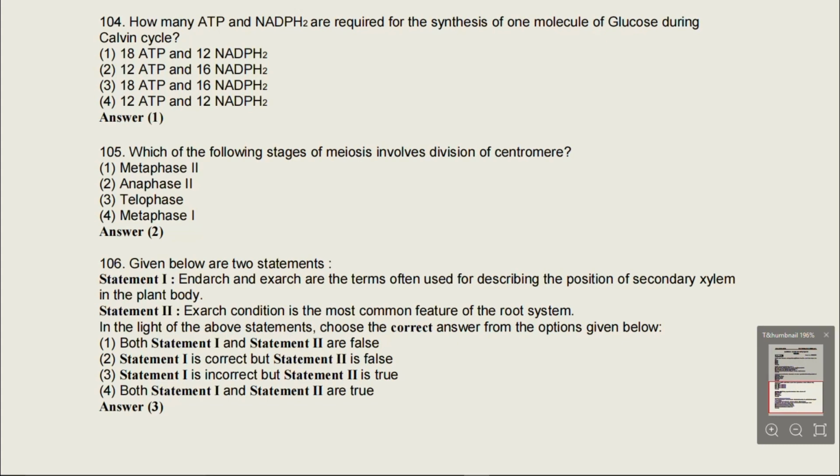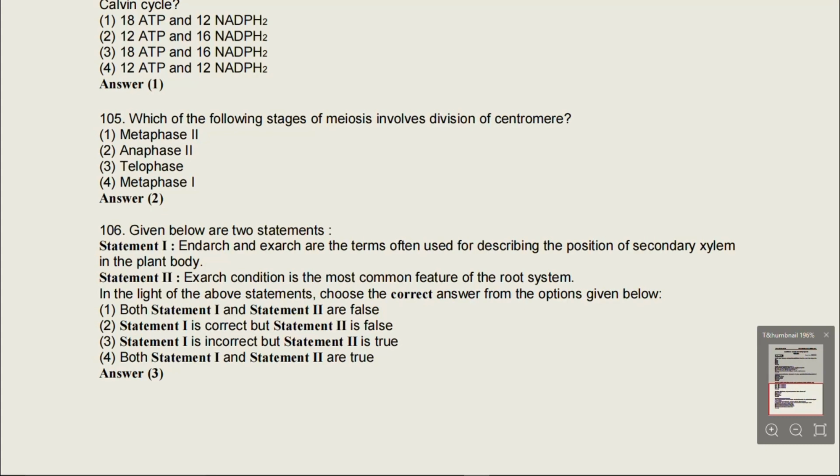The next one is, which of the following stages of meiosis involves division of centromere? The answer is second one, anaphase 2. During anaphase, sister chromatids separate and the centromeres divide. The sister chromatids are pulled apart by the shortening of the spindle fibers. This question is taken from Unit 7, Genetics and Evolution, Chapter 5, Molecular Basis of Inheritance.